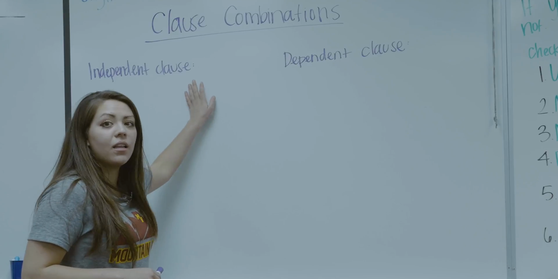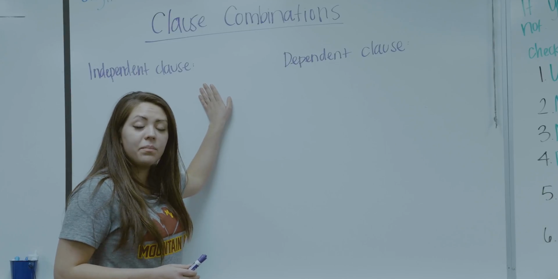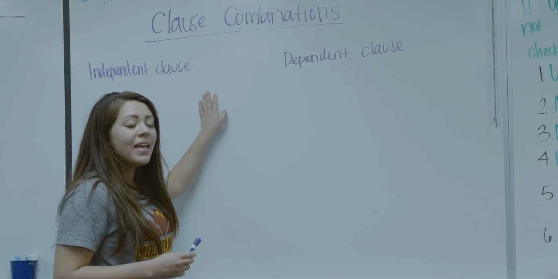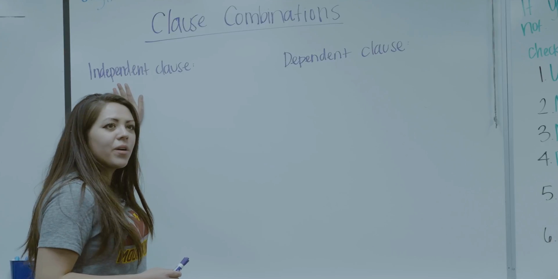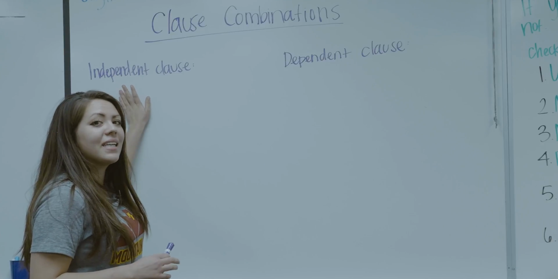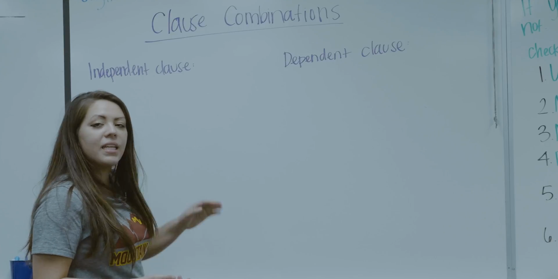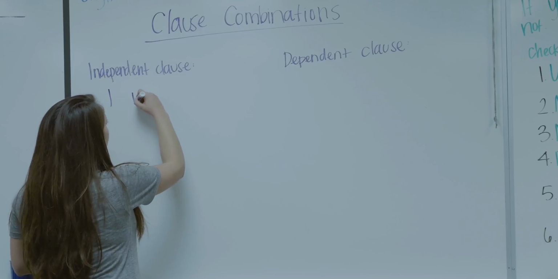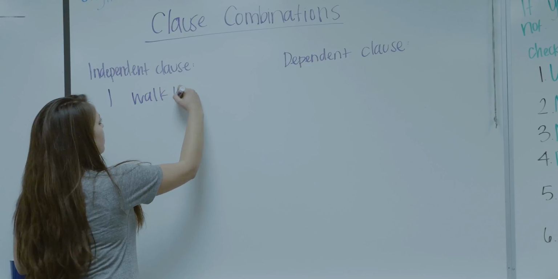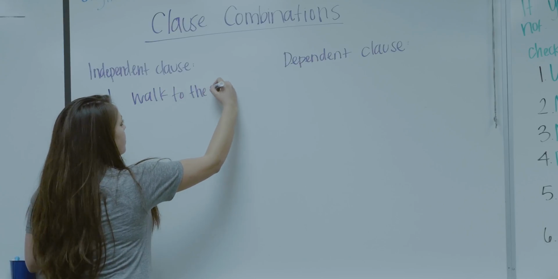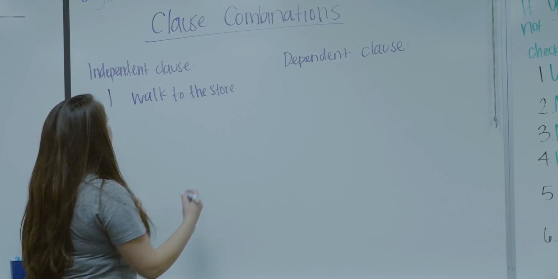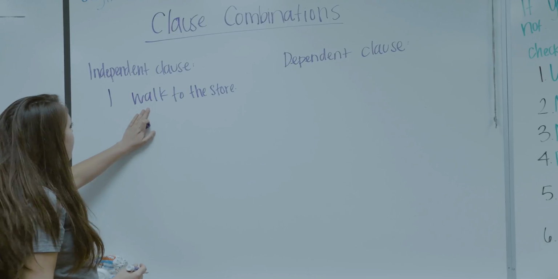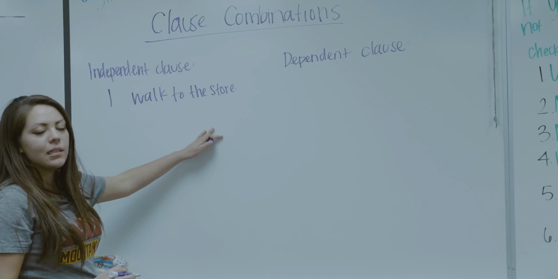An independent clause is a clause, meaning it has a subject and a verb, that is, think about the word independent, a clause that can stand on its own. It is a complete thought. For example, I walk to the store. Here's our subject and our verb, and it is a complete thought.